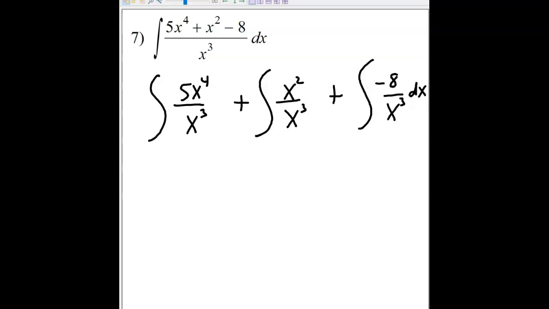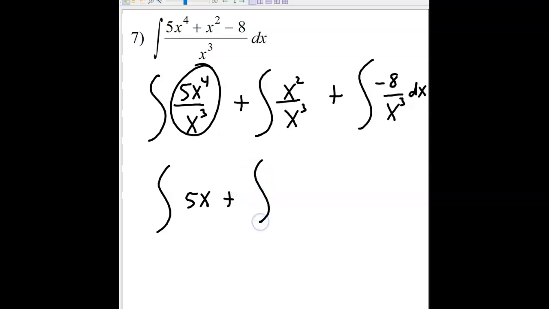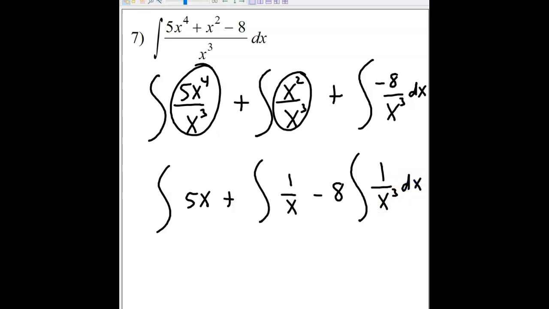All right, so simplify. x to the 4th over x to the 3rd here will leave me with 5x. x squared over x cubed will leave me with 1 over x. And here we could take that -8 out into the front. And also, anytime you have a 1 over an x to a power and that's something other than 1, we're going to do the reverse power rule. So I'm going to get this ready now, and I'm going to change that to be x to the -3. And now we're ready to integrate.